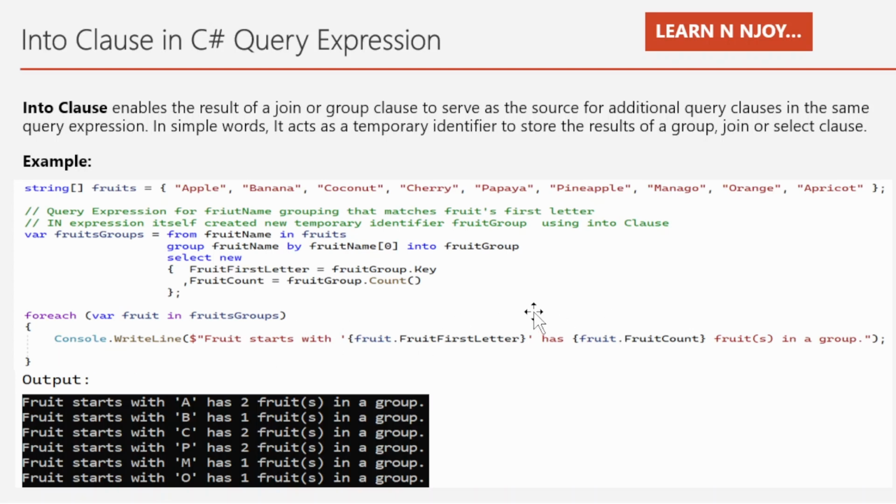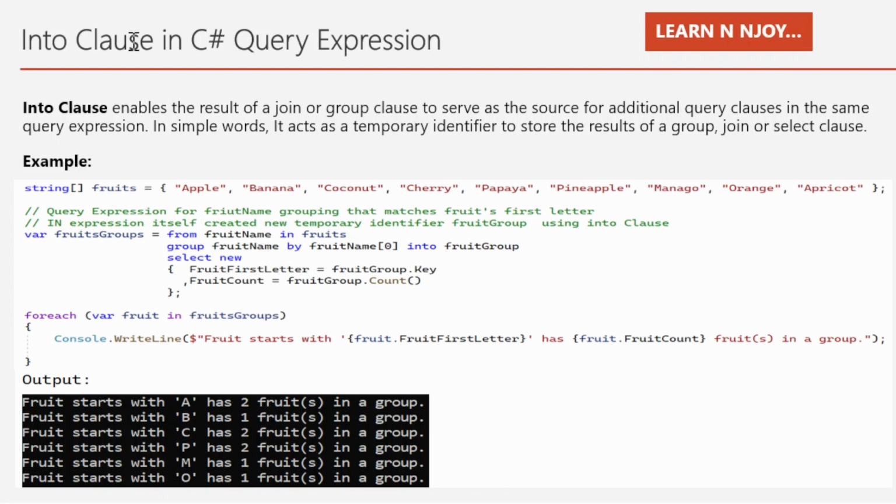and then accordingly prints to the console window. Here, if you notice, I have used this select variable, fruitFirstLetter and fruitCount. I have written "fruit starts with fruit.fruitFirstLetter has fruit.fruitCount fruits in a group." If you see the output, it got printed accordingly: fruit starts with A has only two fruits in a group, similarly B has only one fruit, and so on. The output appeared based on our query expression, what we have fetched and what we wanted to print into this console window.